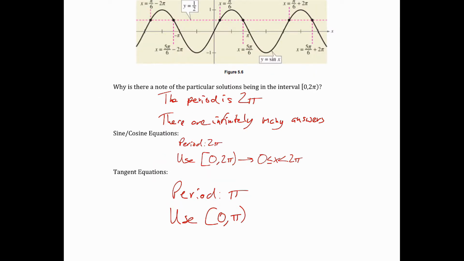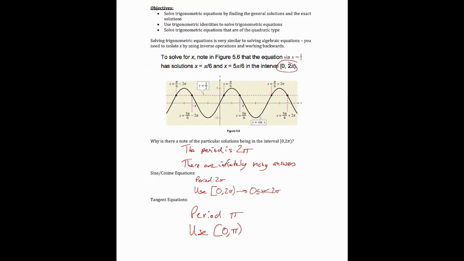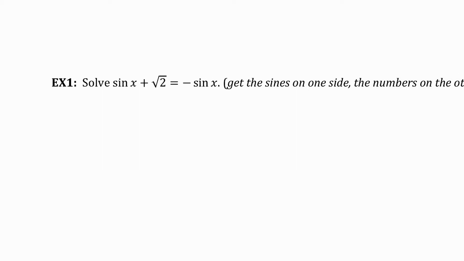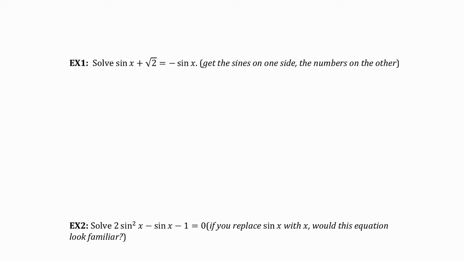Now we're going to take a look at a couple examples on this next page, and we're going to figure out how to solve. So we're going to solve this very algebraically. We're going to solve sine of x plus the square root of 2 equals the negative sine of x. And again, here's some hints. Get all the sines to one side and the numbers to the other, kind of like what we do with an algebraic equation. So in order to do that, let's add sine of x to both sides. And we got 2 sine of x on the left side here, plus the square root of 2 equals 0.